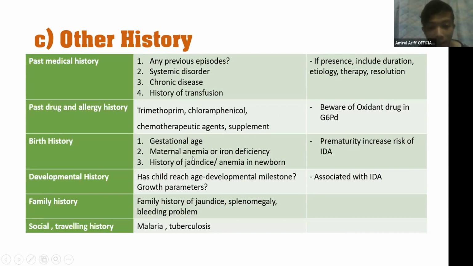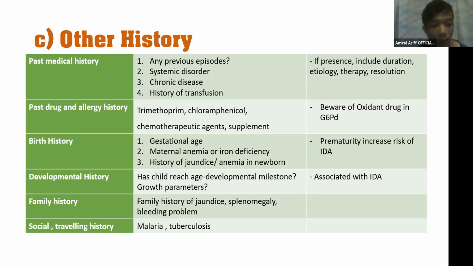So in birth history, you ask regarding the gestational age of the patient when they were born. You ask about maternal anemia or iron deficiency, and ask regarding history of jaundice and anemia in the newborn. The other thing you need to ask in developmental history is whether the child reached the age-appropriate developmental milestones or not, and the growth parameters, because a child with failure to thrive is more likely to be associated with IDA. And in family history, we want to know whether this child might have the risk of a hereditary cause of anemia, like thalassemia or G6PD. We ask that in the family history.